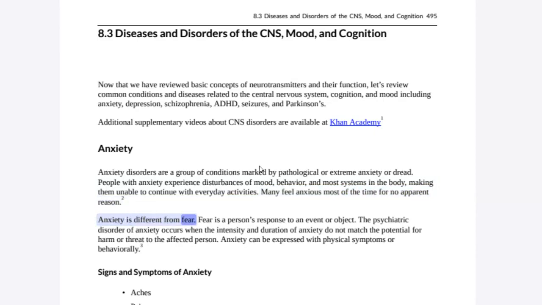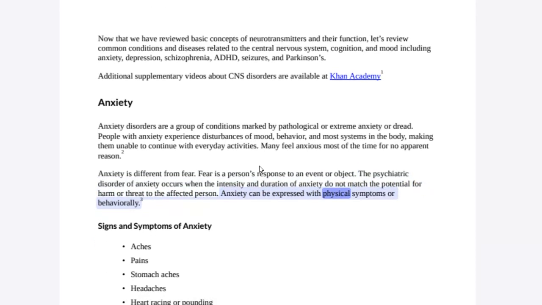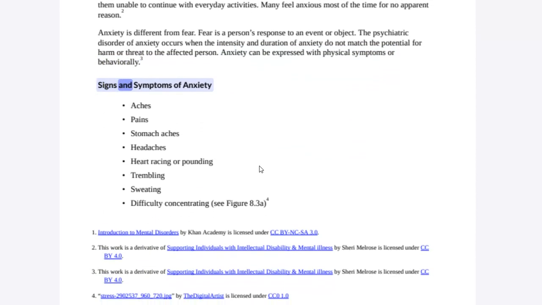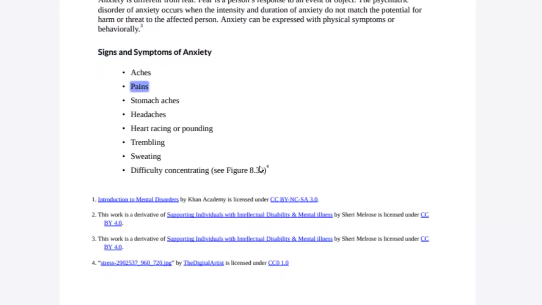Anxiety is different from fear. Fear is a person's response to an event or object. The psychiatric disorder of anxiety occurs when the intensity and duration of anxiety do not match the potential for harm or threat to the affected person. Anxiety can be expressed with physical symptoms or behaviorally. Signs and symptoms of anxiety: aches, pains, stomach aches, headaches, heart racing or pounding, trembling, sweating, difficulty concentrating.